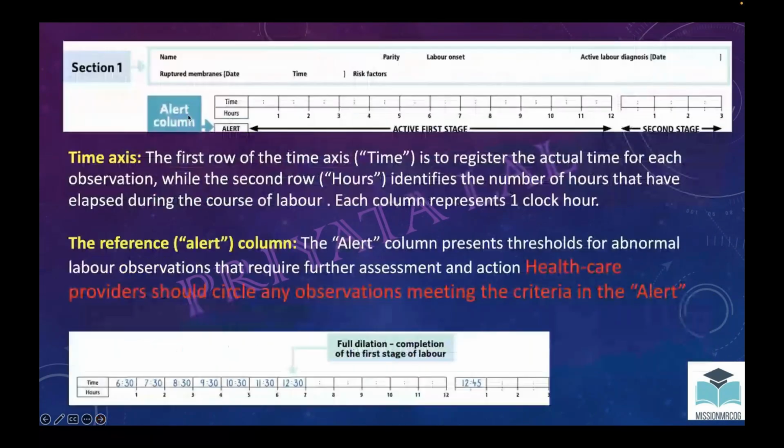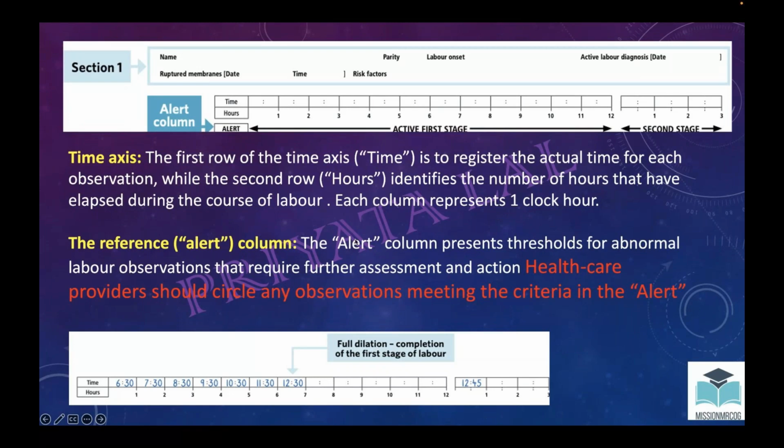So this is the second section here. Now this is the time axis. The time axis will register the actual time for each observation, like 6:30. So here we have seen the patient at 6:30, then 7:30, 8:30, 9:30, whatever. Now this represents the time, and this will represent the 1 hour. Okay, each column is for 1 hour. This is for the active first stage, and this is for the second stage.